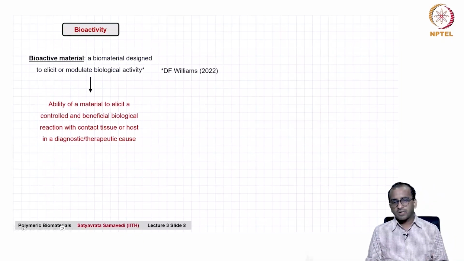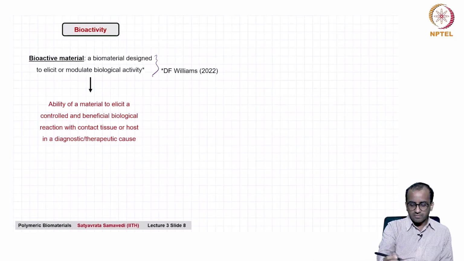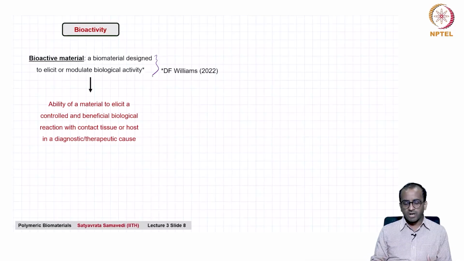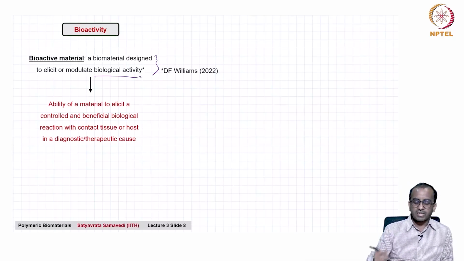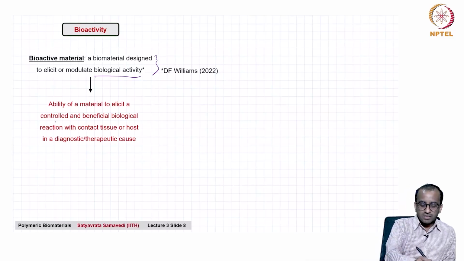Now, having looked at biocompatibility, both from a material perspective and a host perspective, we next move on to this term called bioactivity. Bioactivity is again a term that we use very often. In the context of a bioactive material, it simply means that a biomaterial is designed to elicit or modulate biological activity, right? In other words, it's the ability of a material to elicit a controlled and a beneficial biological reaction.